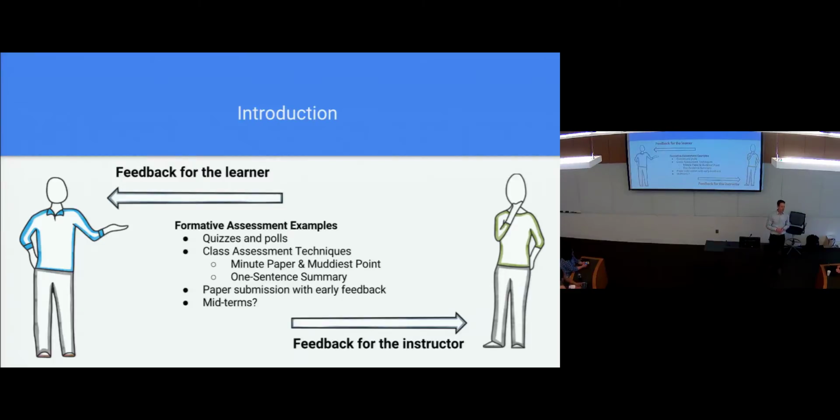You could have a paper submission with early feedback. Many of our faculty do this. They require their students to submit the paper early. They give feedback. Obviously, this takes a lot of time for the professor to do, but they get better results. And midterms, if you get information back to your students, they can improve over the rest of the semester.